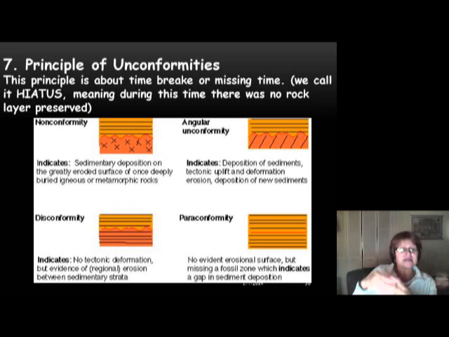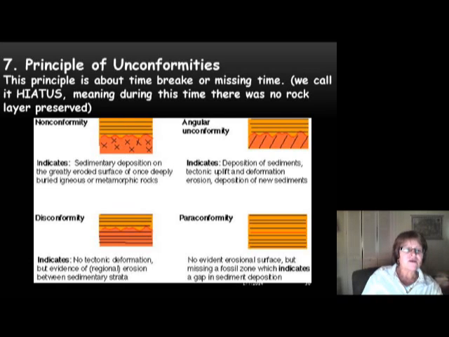We know that it has been a continent, but other than that, we don't know much about it. So basically, there are different degrees of missing time, just a little bit of time, a little bit more time, and a lot of time. Based on that, we classify the unconformities: nonconformity, angular unconformity, disconformity, and paraconformity. So let's go through them one by one. The first one we're going to cover is the nonconformity.